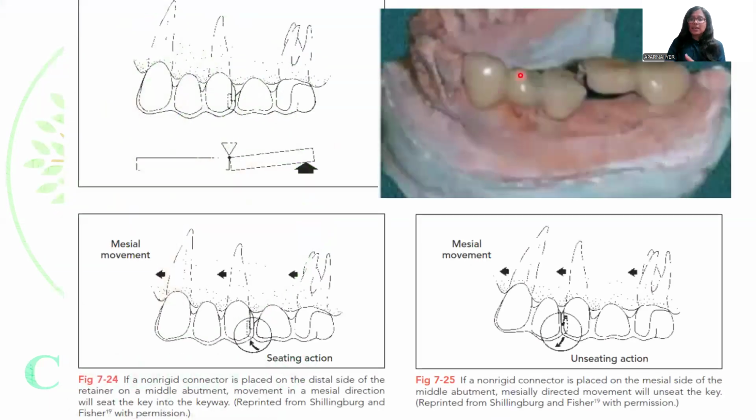Now, where do we place this non-rigid connector? The non-rigid connector is indicated if the opposing teeth are not missing, and the connector should be placed on the distal half of the pier abutment and not on the mesial half, because our teeth tend to drift mesially. So when we are chewing, the key and keyway will get seated if placed distally rather than mesially. Also, the anterior teeth might supraerupt because of lack of contact, which might again lead to unseating of the key and keyway.